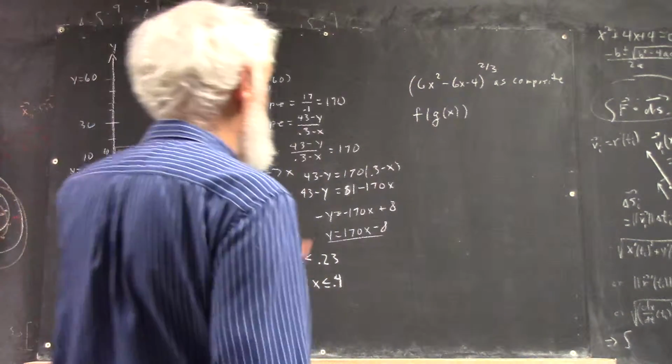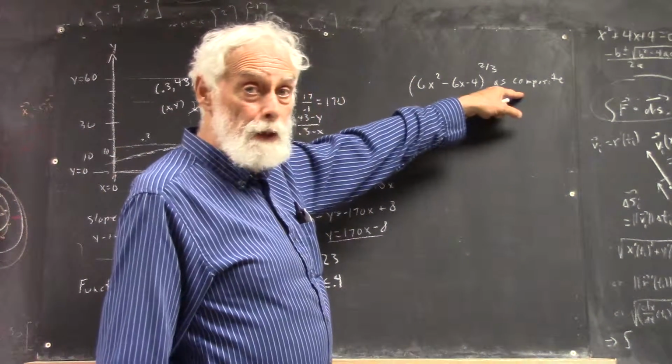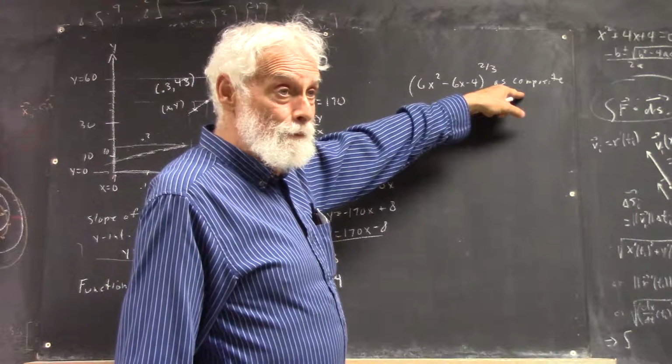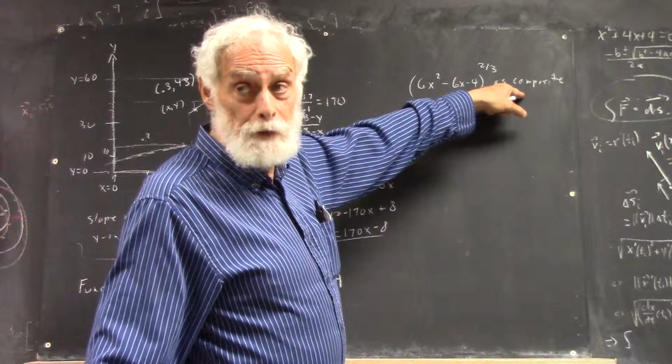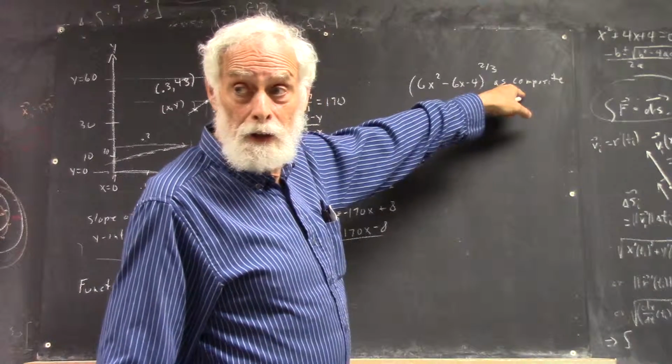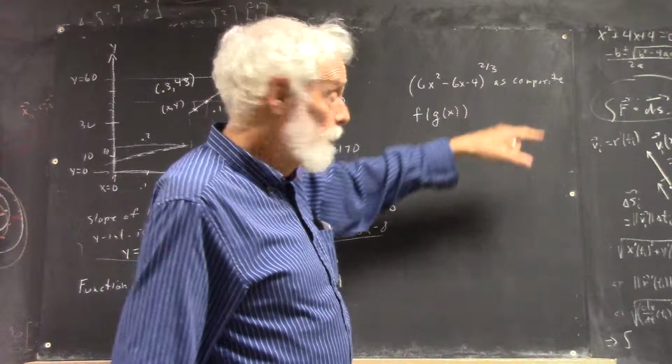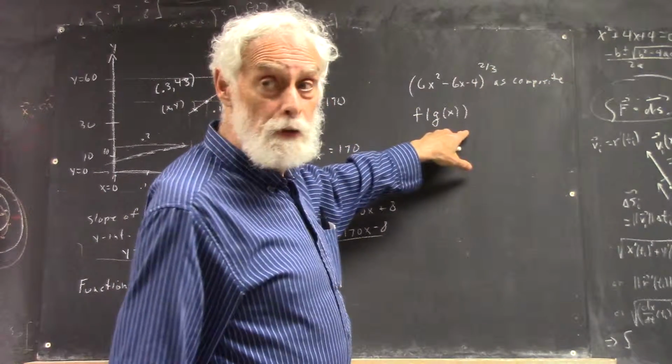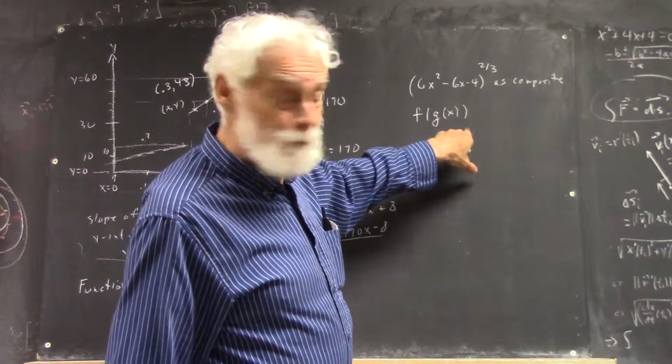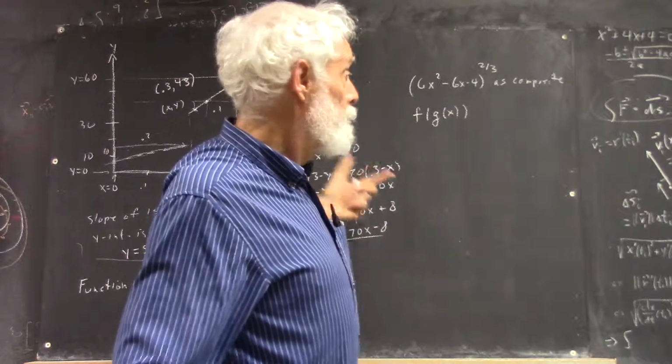Okay, there's a function. We want to express it as a composite. What do we mean by a composite? It says a composite of two functions. Okay, probably won't ask you to do composite of anything more than two, but I could. That's like an f of g of x, right? So what's f of x and what's g of x?